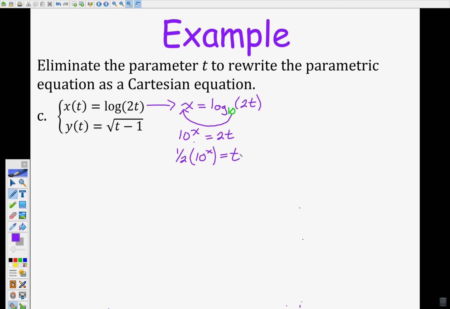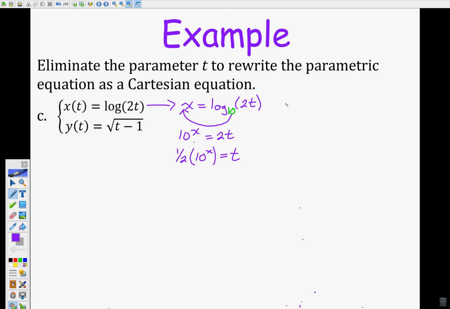Because order of operations says that we have to do exponents first. So I cannot simplify this to be 5 to the x. I would not get the same answer. Order of operations says you have to do exponents and then multiplication and division. So this is as simple as I can make t.